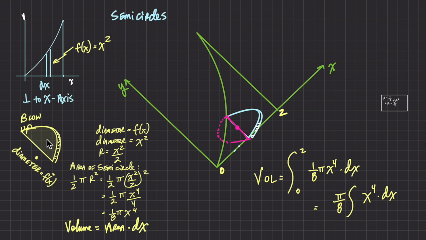And when we take the volume of one of them, and we do a summation from x equals 0 to x equals 2, we get this integral, and that will give you your volume.